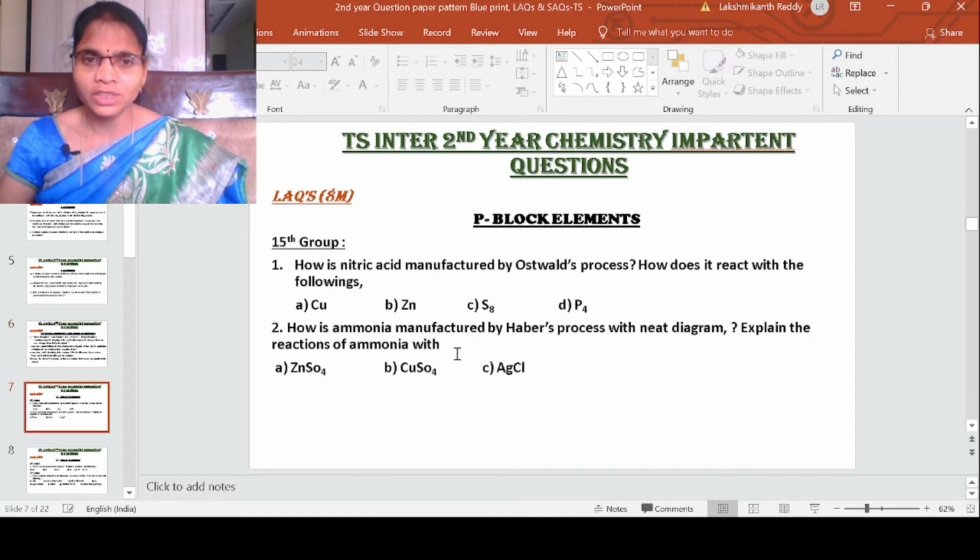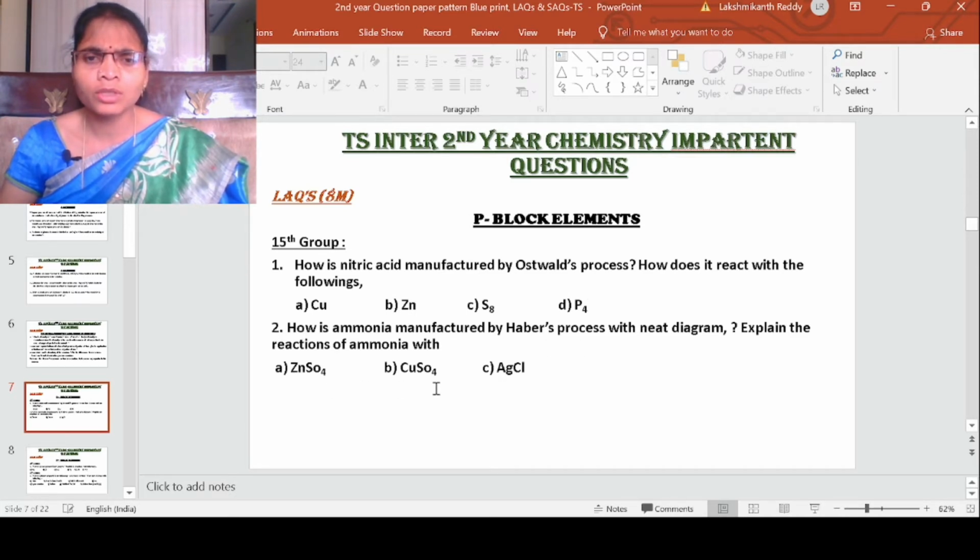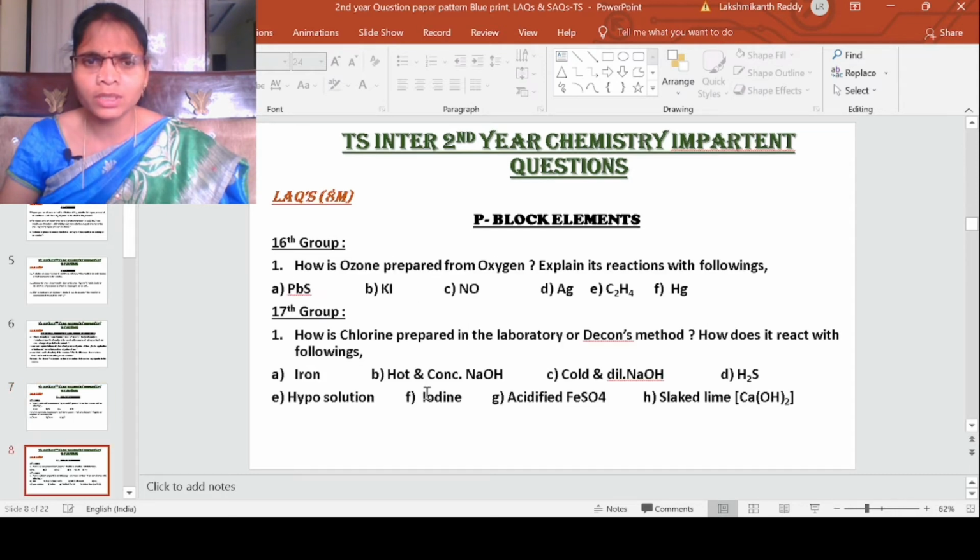Next, from P block elements. From 15th group elements, first of all, the process for preparation of nitric acid and ammonia. How is nitric acid manufactured by Ostwald process? How does nitric acid react with the following? Next question, how is ammonia manufactured by Haber process? How does ammonia react with the following? These questions are expected like this.